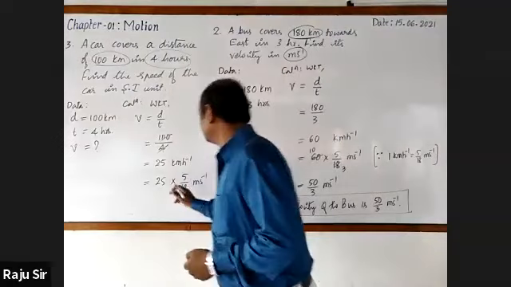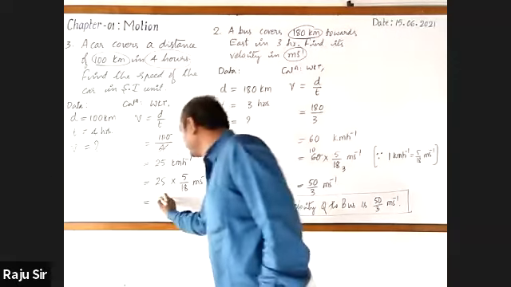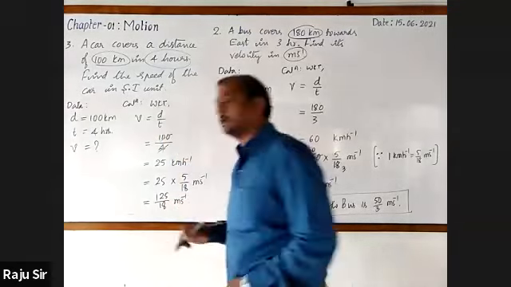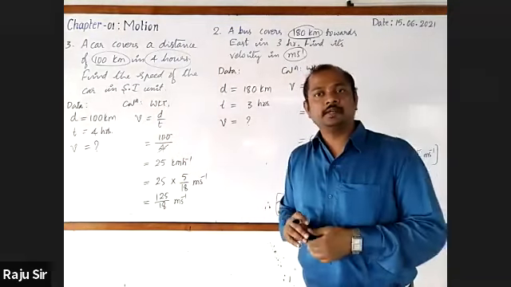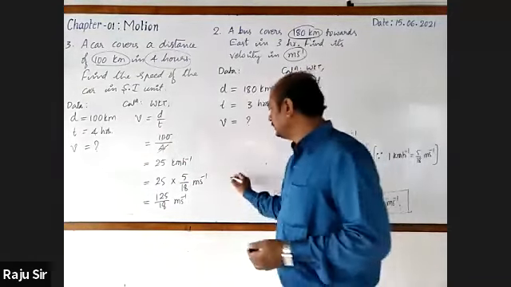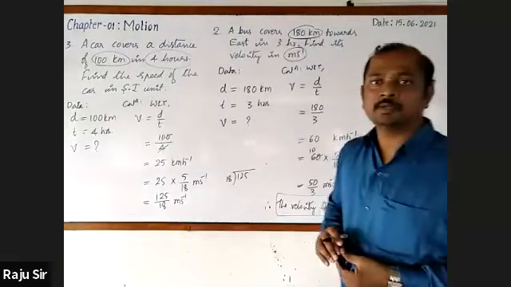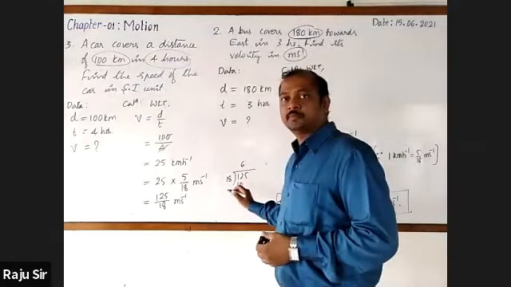Then can it be cancelled? No, sir. Just multiply. 25 fives are 125 by 18 meter per second. Suppose you want to express that in decimal form. Then obviously you have to divide 125 by 18. How much do you get?